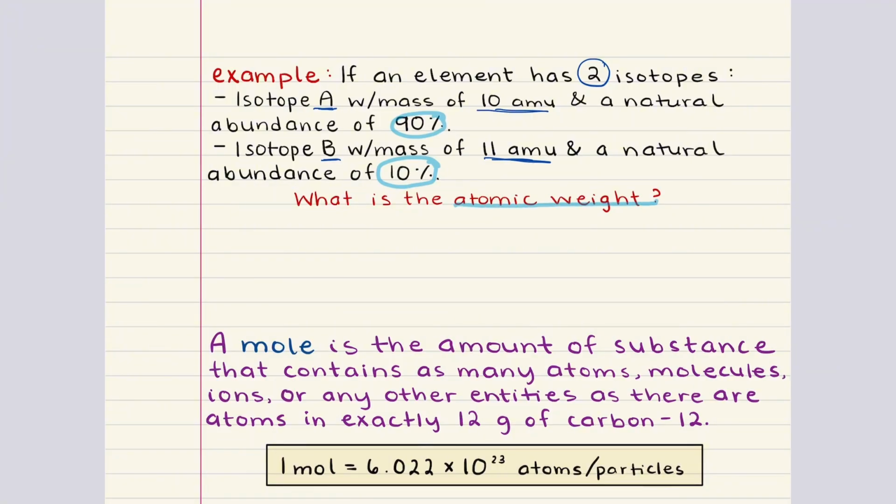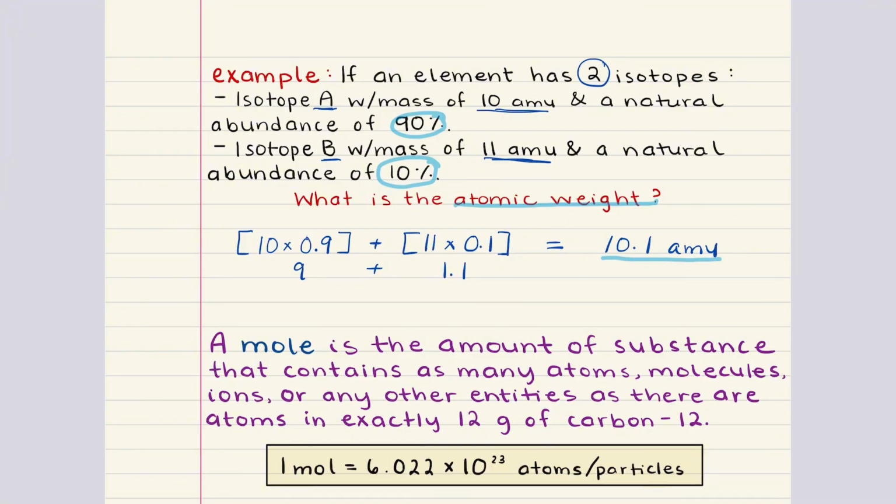To calculate the atomic weight, we take the weighted average. That means we multiply 10 by 0.9, which gives us 9. And then we add 11 multiplied by 0.1, which is 1.1. Then we add those together and we obtain an atomic weight of about 10.1 atomic mass units. So this element that has 2 isotopes has an atomic weight of 10.1 AMU.